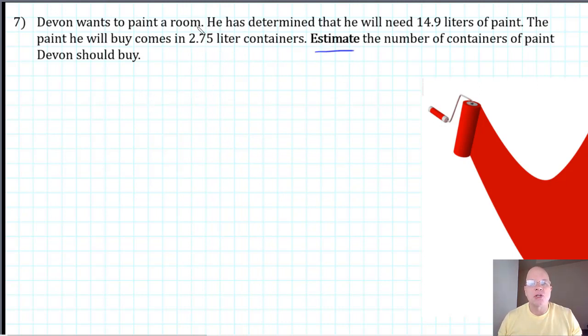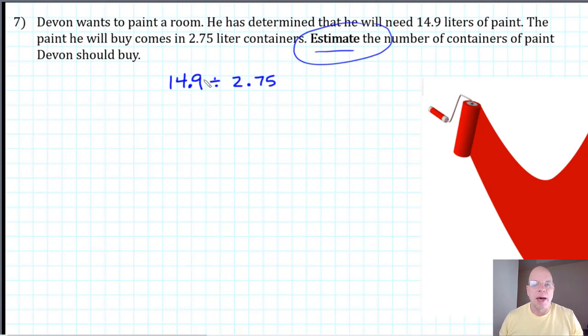So if we want to know how many 2 and 7/500 liter containers it takes to cover 14 and 9/10 liters of area to paint, we're trying to figure out how many times 2 and 7/500 goes into 14 and 9/10. So that's a division problem. Our dividend is 14 and 9/10, and our divisor is 2 and 7/500. And if we wanted an exact answer, we could just do some long division here. But since we're estimating, we can use what we learned about compatible numbers.